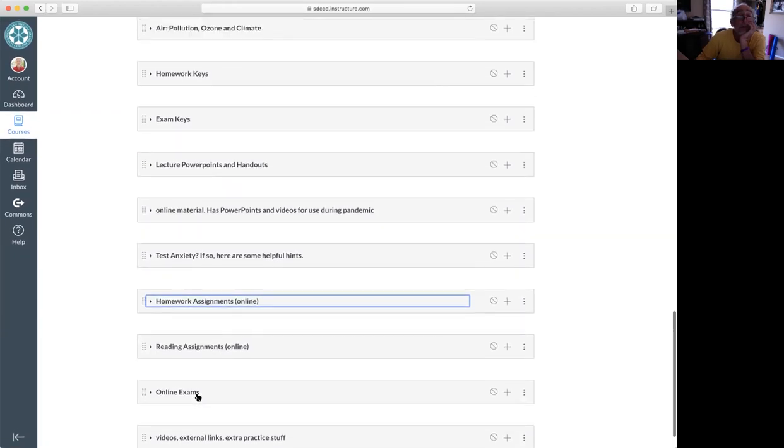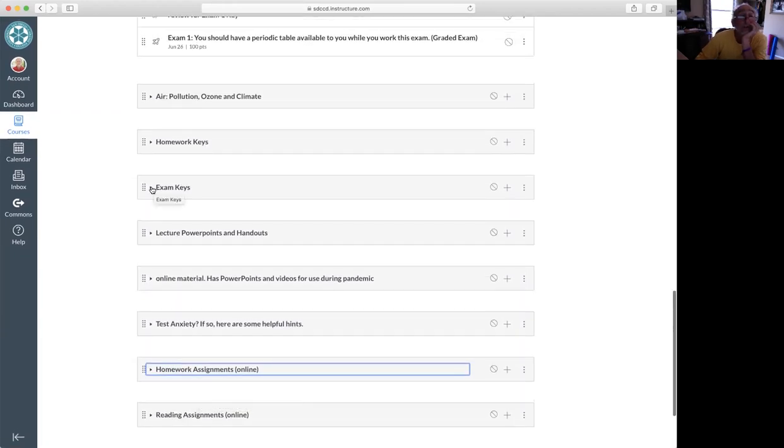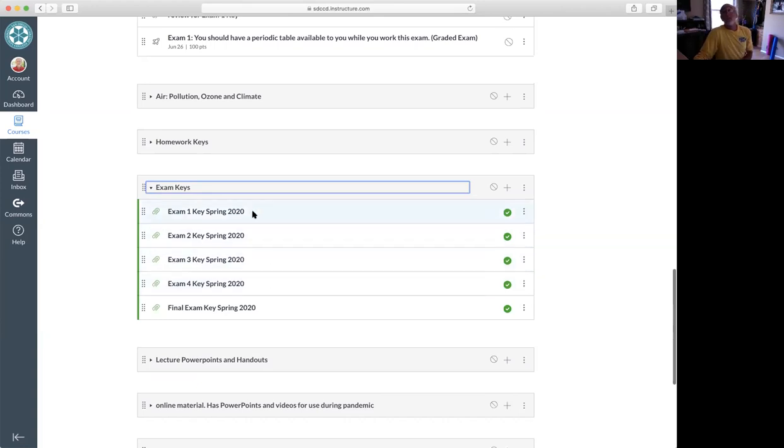I have here, where is it? Exam keys, that's what I wanted to show you. This will be available to you. These are the answer keys to the exams I gave last spring, so you can really get a feel for the types of questions I ask. Now, I always write new exams. Homework sometimes I recycle, but I always write new exams. So they're not going to be the same questions, but it's going to be the same format.